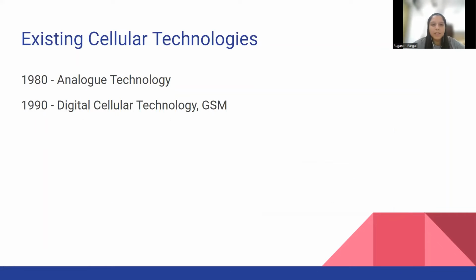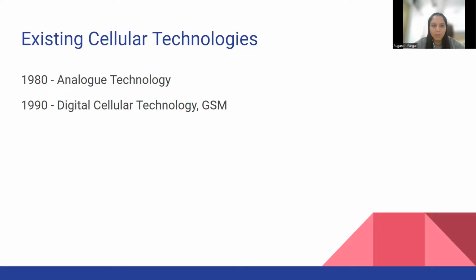There are certain existing cellular technologies that were used before mobile computing. One is the analog technology, which was used in the period of the 1980s. In this technology, they used to compute things from analog signals, using hardware setups and machinery which were located at certain places.